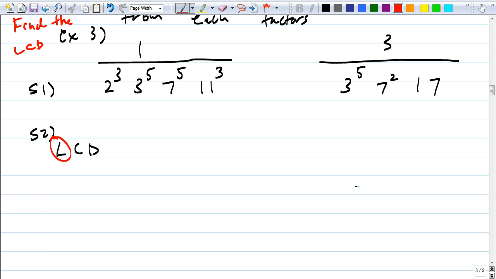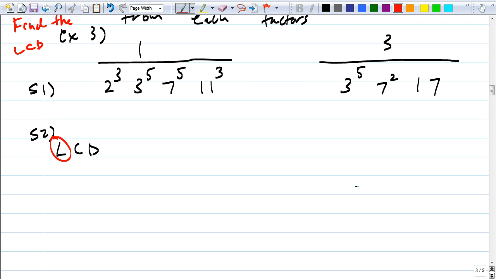It says 1 over 2 cubed times 1 over 2 to the third times 3 to the 5th times 7 to the 5th times 11 to the 3rd. And then the other fraction is 3 over 3 to the 5th, 7 to the 2nd, and 17. Are we adding these together or subtracting? No, that's tomorrow. We're just gonna come up with the LCD first.